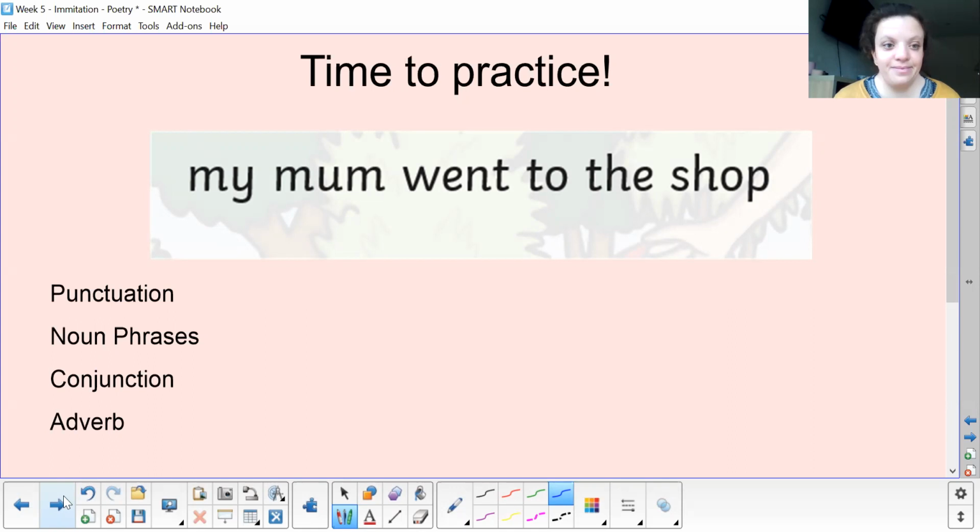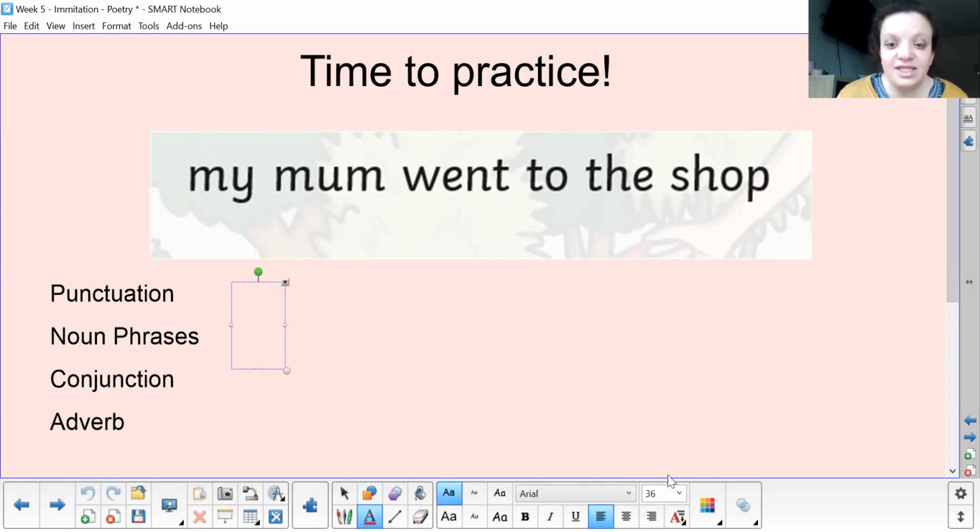Pause the screen. Okay, well done. So to start with, the first thing I'm going to change is I'm going to make sure that I start with a capital letter, because at the beginning of a sentence, we need to have a capital letter. So my, a capital M.